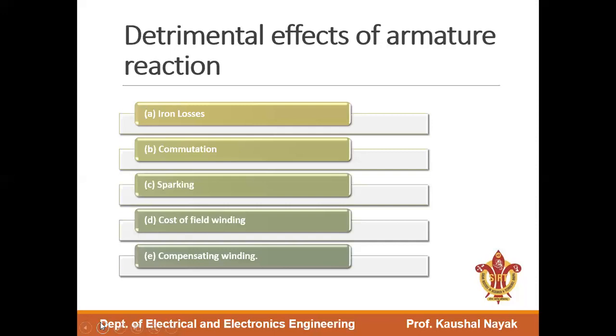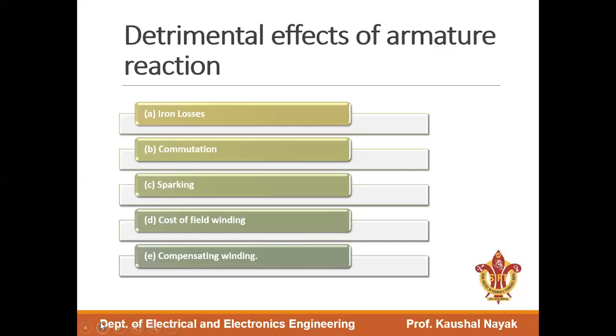Cost of field winding. The demagnetizing effect of the cross-magnetizing armature MMF is to reduce the total flux per pole from its no-load value due to magnetic saturation. In a generator, the magnitude of EMF generated in the armature decreases with increase in load. In a motor, electromagnetic torque is decreased as the flux per pole is reduced under load.